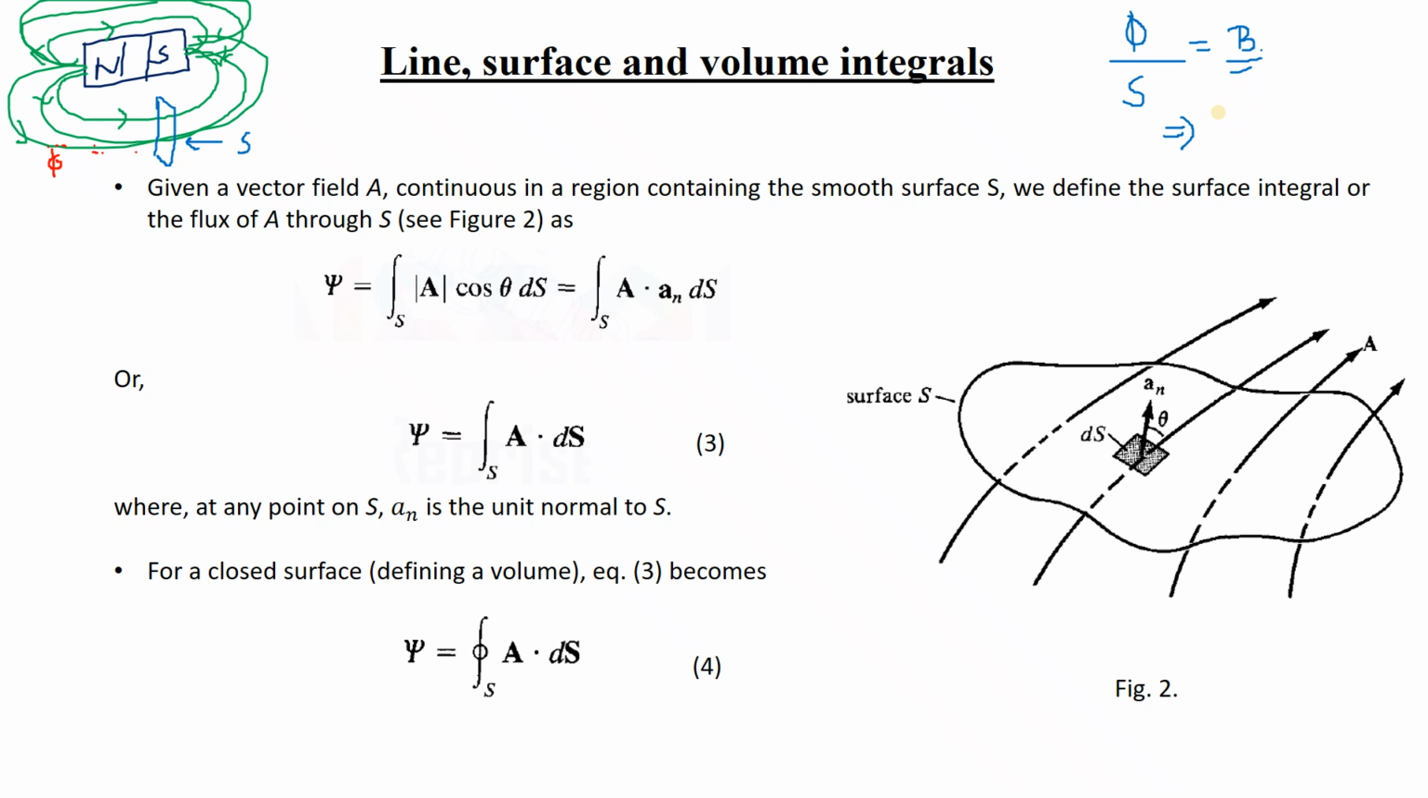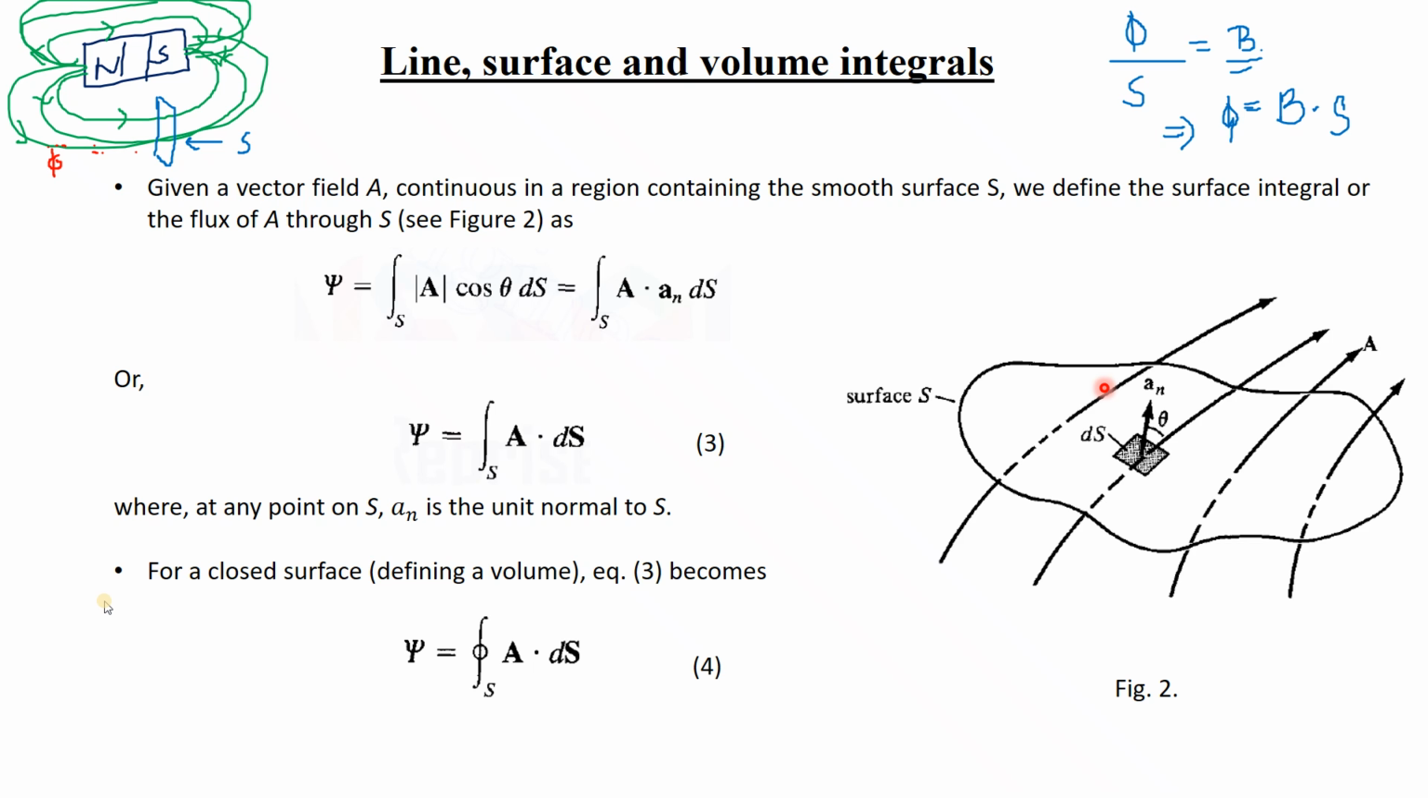Flux density is a vector. If I know the value of flux density and the value of area, then flux can be calculated by B dot S. That is, flux density into area will give you flux. Suppose this vector A is actually this flux density B, and S is the surface area where fluxes are flowing. So what is the total amount of flux inside this area?